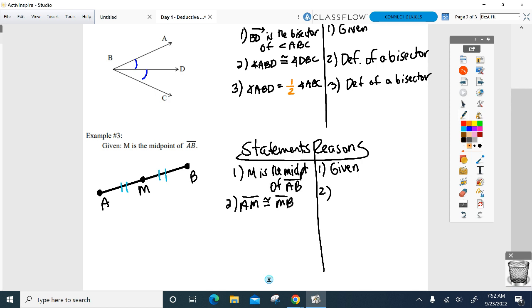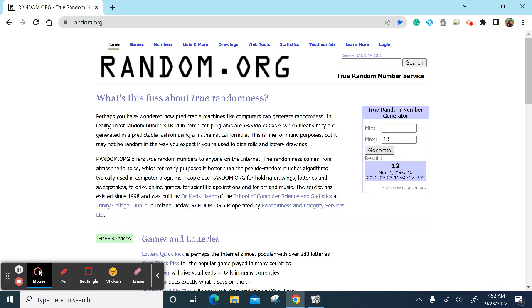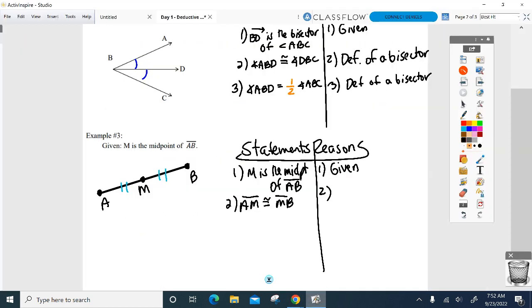What do you think for a reason why? Why'd you mark it? What vocabulary term was up there that made you mark it? Midpoint. Definition of a midpoint.